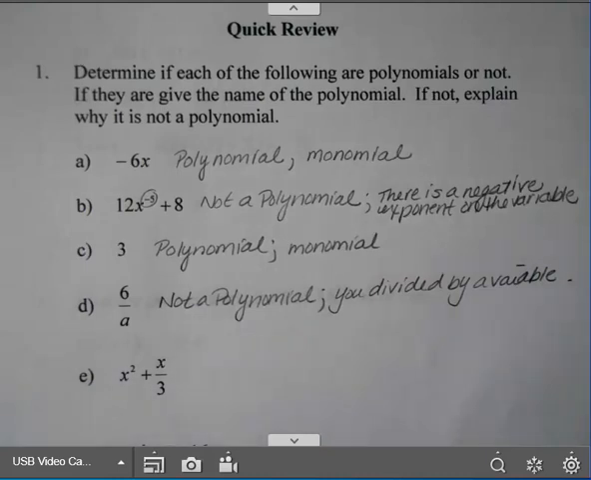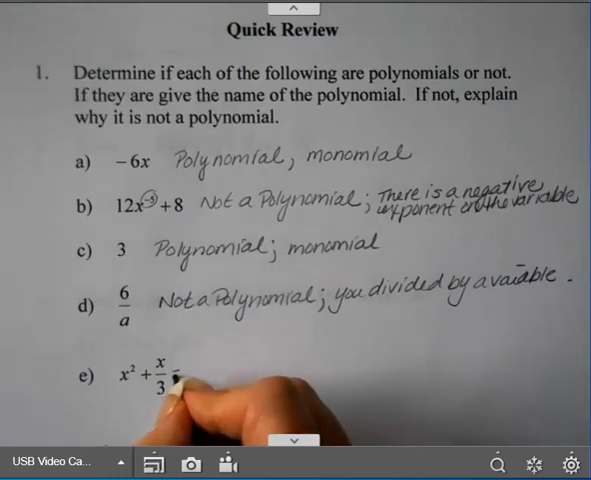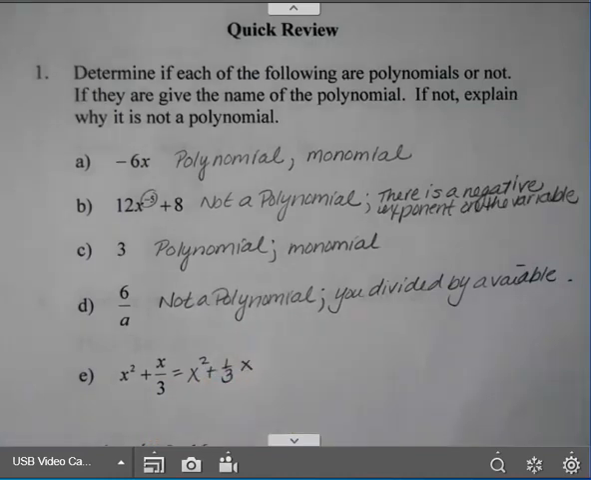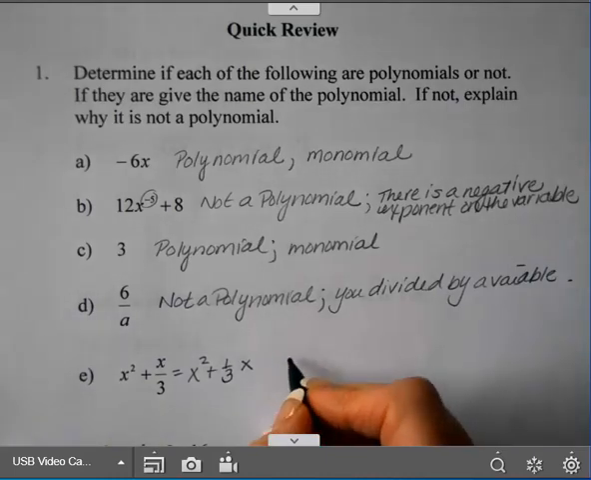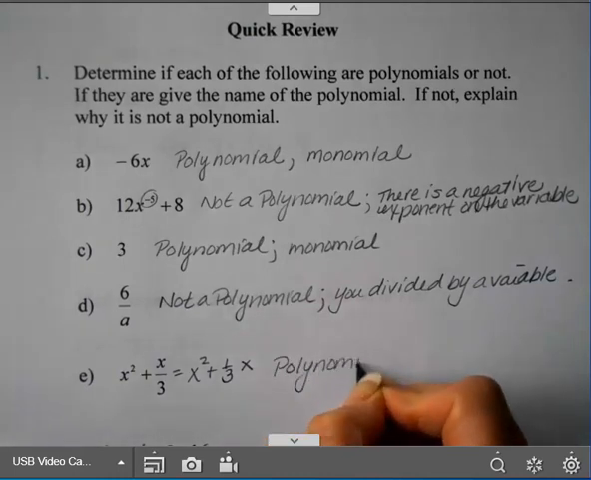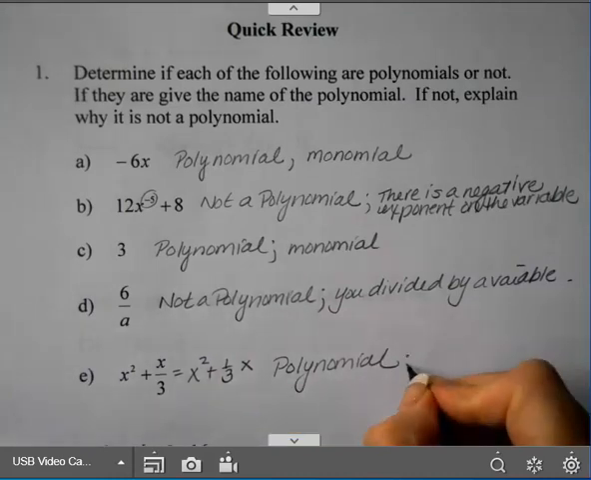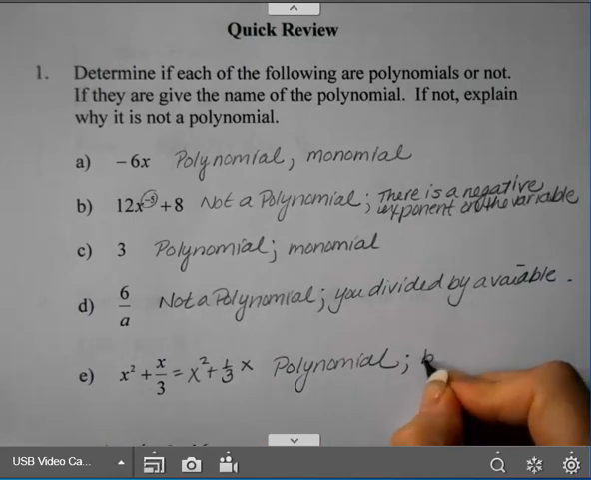Okay, on the next one, I did divide, but I did not divide by a variable. So this is just like writing this as x squared plus 1/3 times x. And 1/3 is just a number, and your numbers can be positive or negative. It's the exponents on the variables you need to worry about. So this is a polynomial. I have a plus in between them, so this has two terms. Two terms would make this a binomial.